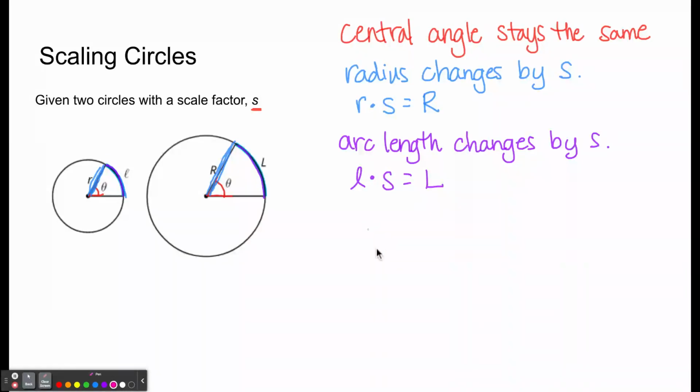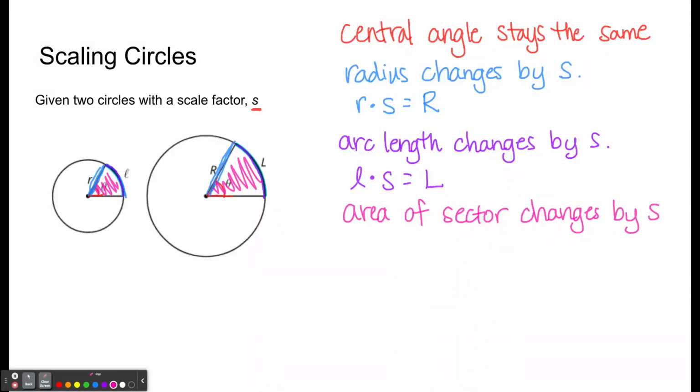As we saw from our experiments in class, the area of the sector, so that would be this whole area here, actually changes by S squared. That's because the larger radius is equal to the smaller radius times S. When we square those, when we plug it into the area formula and we have large R squared, that means we have small r squared and small s squared. So if you were going to do the area of the small one, you would multiply it by s squared to get the area of the larger one.